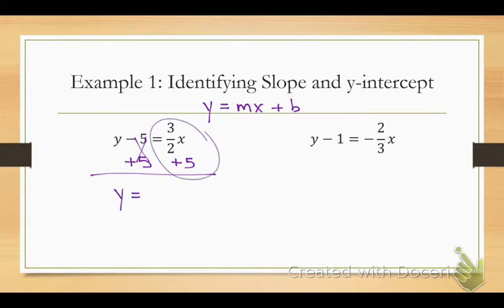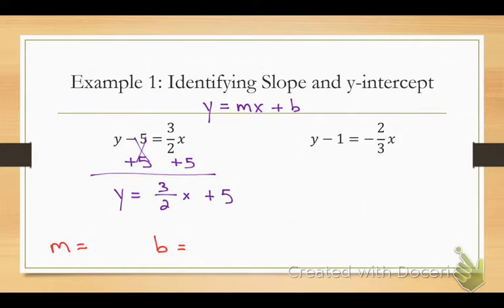Now, can I add these two together? No, I can't. They're not like terms. Which one do I write first? 3 over 2 x, that's important, plus 5. Now you're ready to say M equals, B equals. Go ahead and do that.